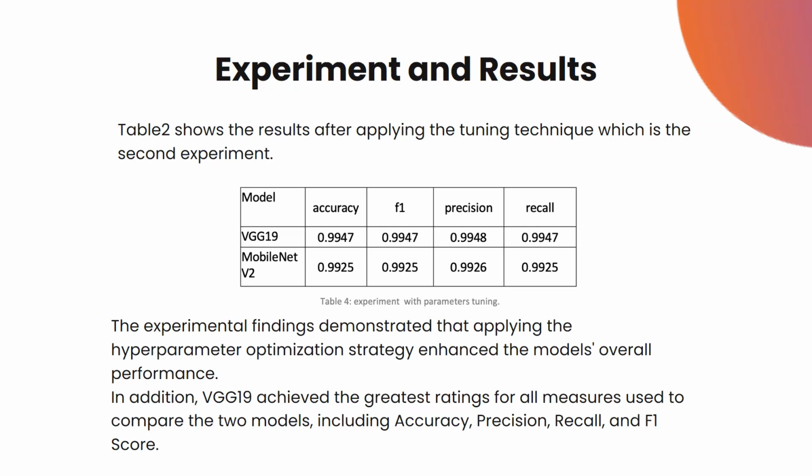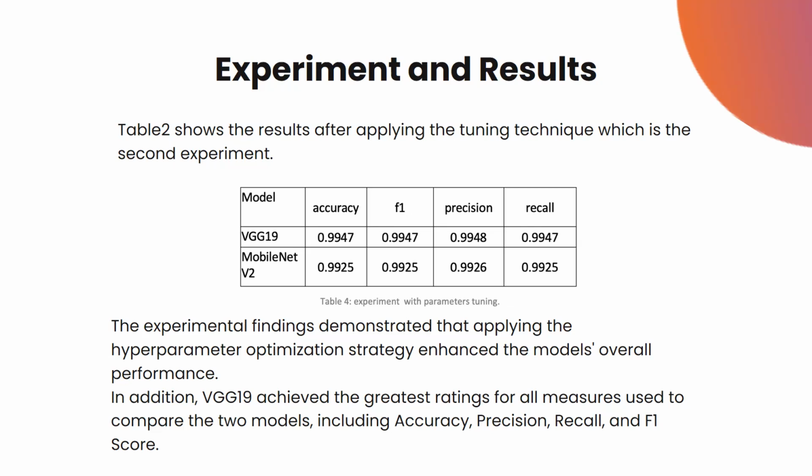For accuracy in VGG19, the improvement was 1.97%, while in MobileNet version 2, it came up to be an increase of 7.55%. For the F1 part, VGG19 came up to 1.87%, and again 7.55% in MobileNet version 2. Precision in VGG19 improved by 1.88%, and in MobileNet version 2 by 7.56%. And lastly, the increase for recall in VGG19 was 1.87% and 7.55% in MobileNet version 2.